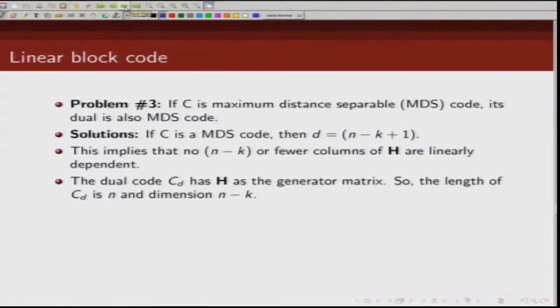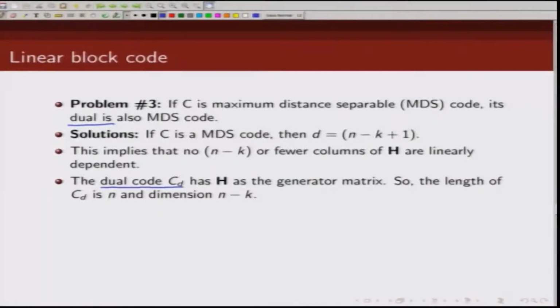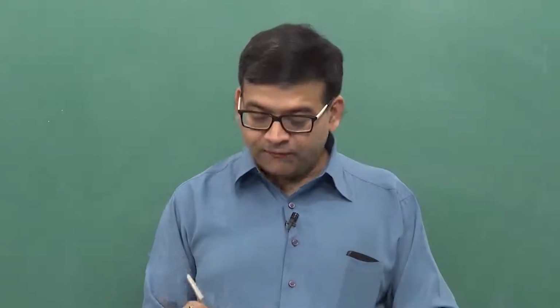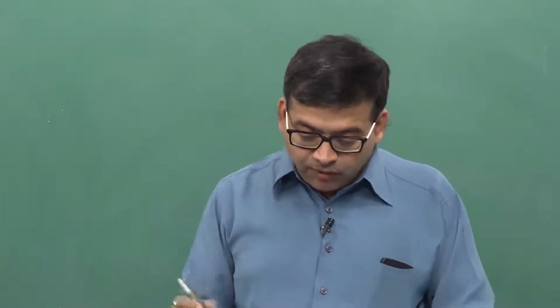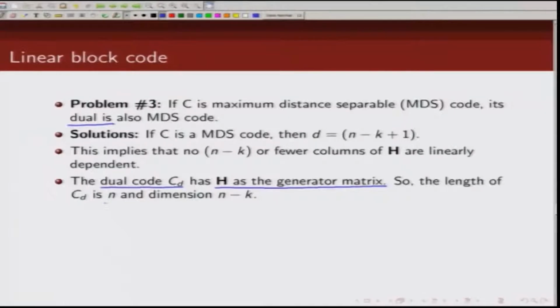Now, let us look at its dual code. What do we know about the dual code? We know that the generator matrix of a dual code is the same as the parity check matrix of the original code. So, for this dual code, H will be the generator matrix. This follows from the property of dual code. And we also know the dual code word length should be n, and since this was an (n, k) code, the dual code dimension should be n minus k.